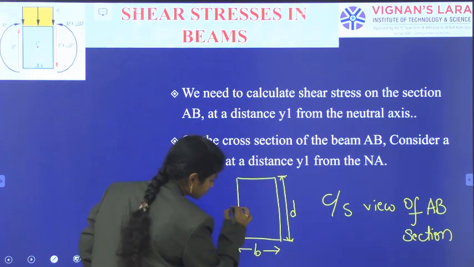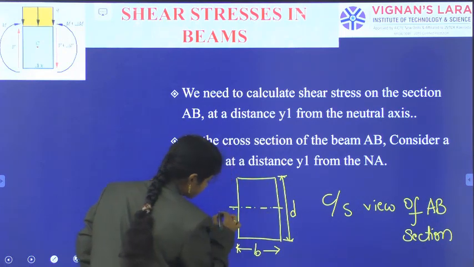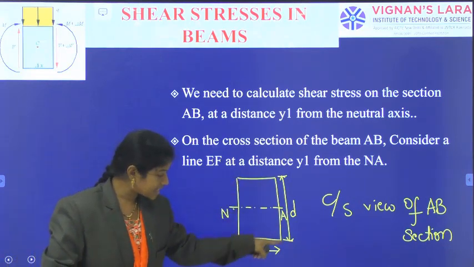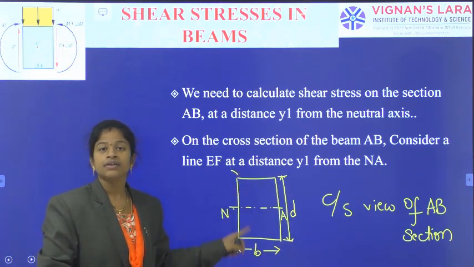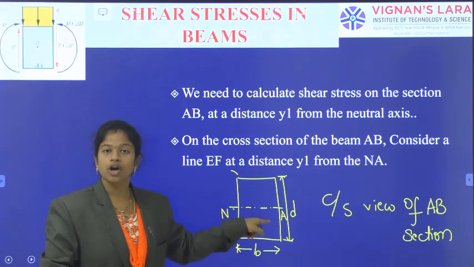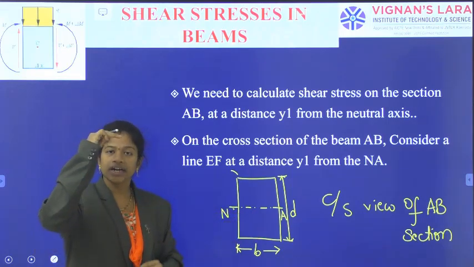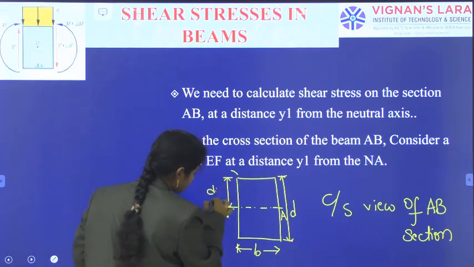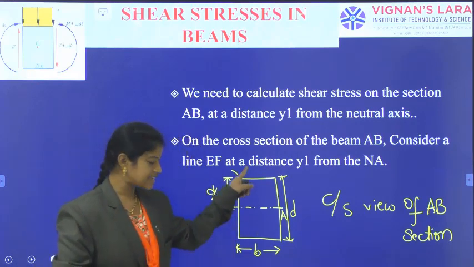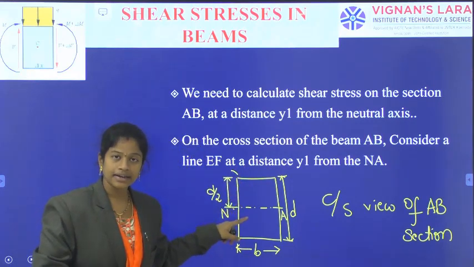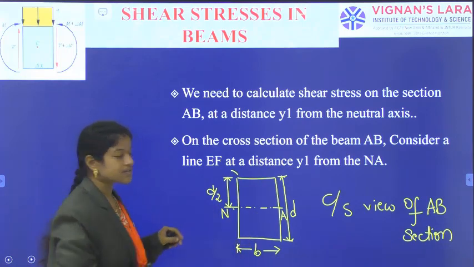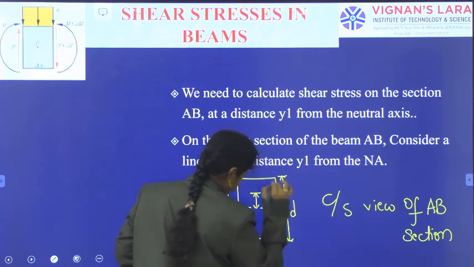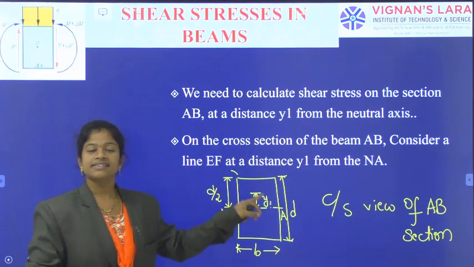So firstly, I need to indicate the neutral axis line. So where is this neutral axis line located? As the section is symmetrical, it is a rectangular one. So the neutral axis is passing through the geometrical center. Geometrical center means total depth by 2. So the neutral axis is at D by 2. Okay, so the neutral axis is at D by 2 from top, D by 2 from bottom. And from the neutral axis, at a distance y1, we are calculating shear stress on that point.